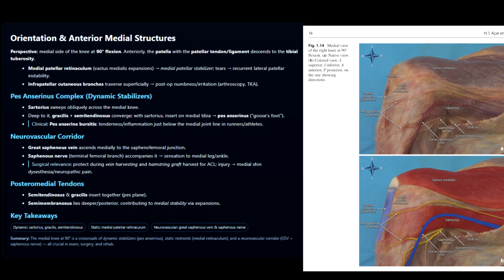Behind the sartorius, we also see the robust semitendinosus and gracilis tendons inserting together, while the semimembranosus tendon lies deeper and posterior to this group, contributing to the stability of the medial knee.